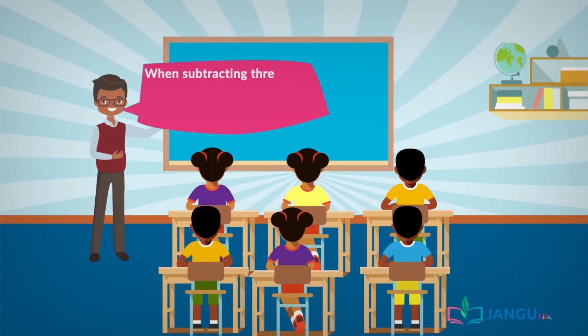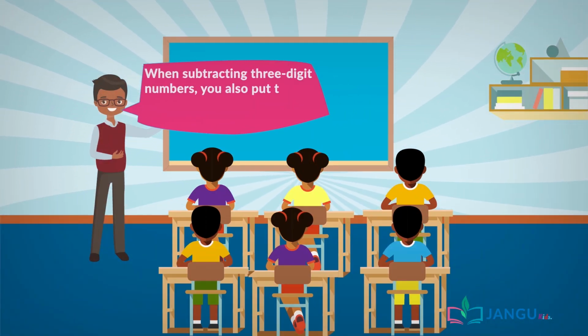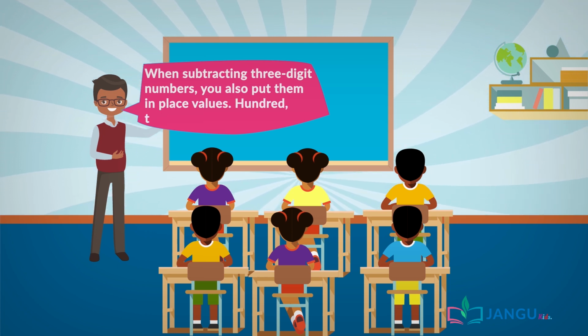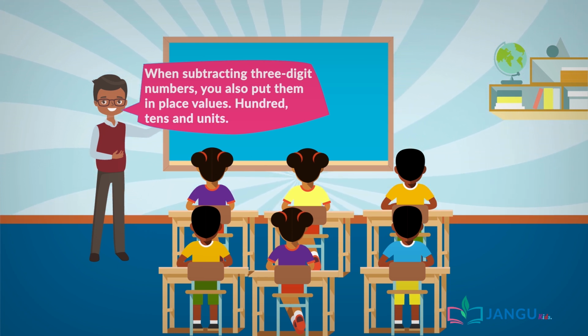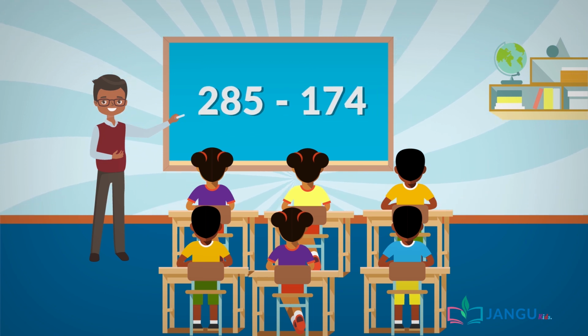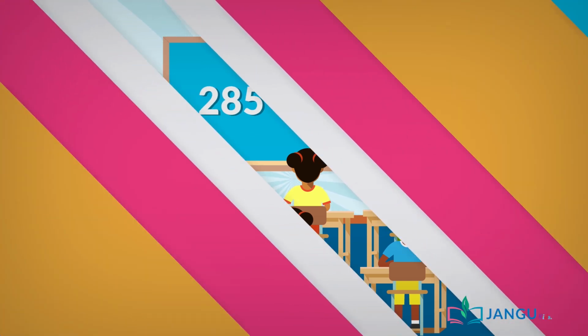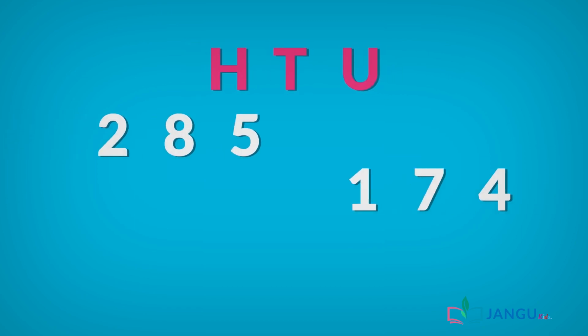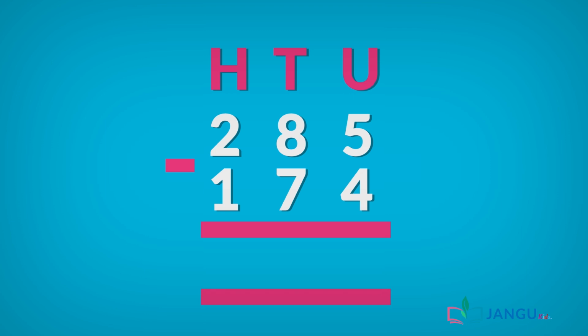When subtracting 3-digit numbers, you also put them in place values, hundred, tens, and units. Subtracting 174 from 285, you arrange them in place values, hundreds, tens, and units. You subtract the units first, followed by the tens, and lastly, the hundred, giving you 111, 1 hundred, 1 ten, and 1 unit.